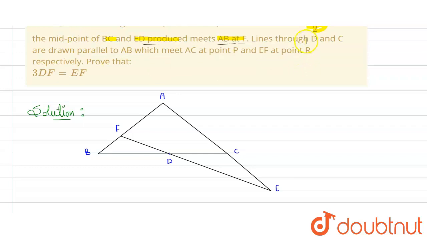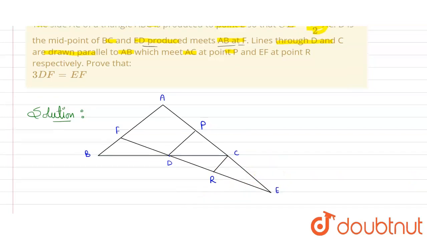Now what else is given here? Look in the question: lines through D and C are drawn parallel to AB and meet AC at point E. Let's draw this. The line from D meets AC like this at point P, and the line from C will meet this line EF at point R, according to the question. So let's mark this: this was point P and this was point R. So we have made the figure according to the requirements of the question.